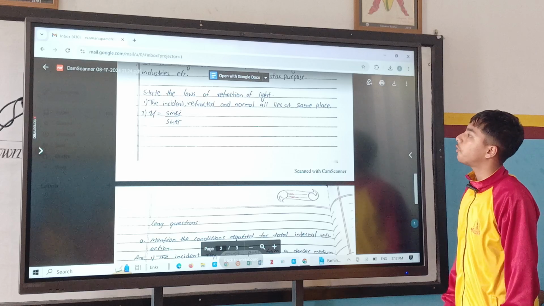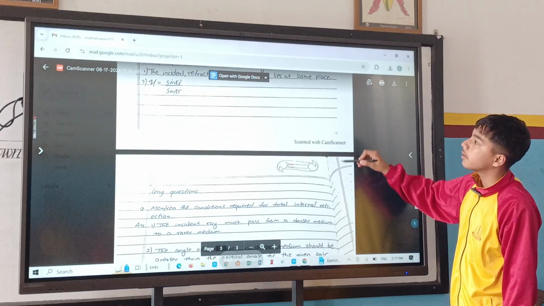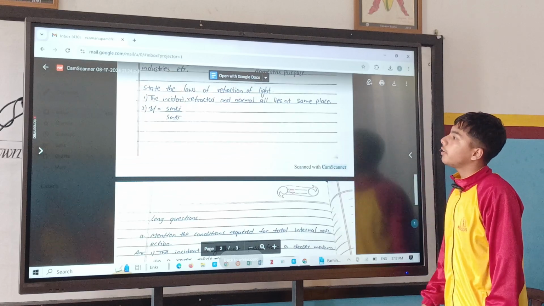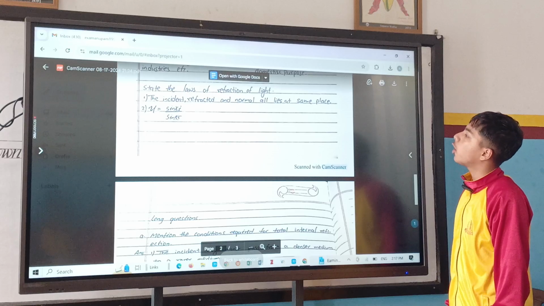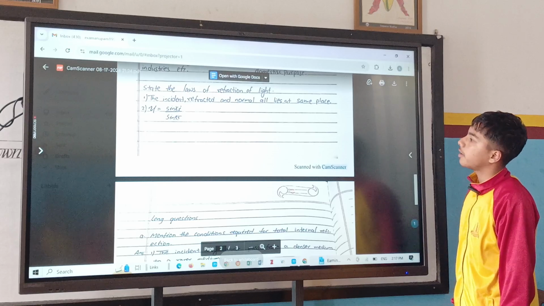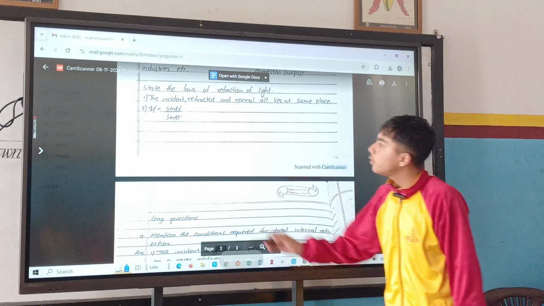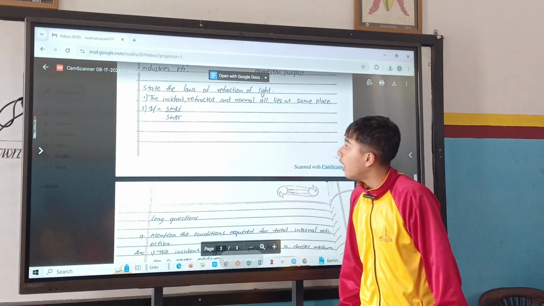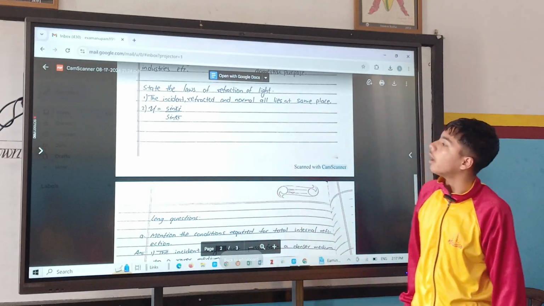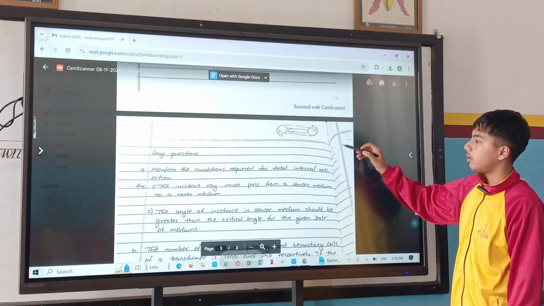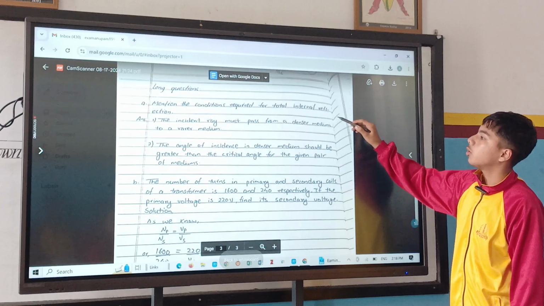State the laws of refraction of light. The incident ray, refracted ray and normal all lie in the same plane, and here mu equals sine of angle of incidence by sine of angle of refraction. Long question. Here are some long questions.